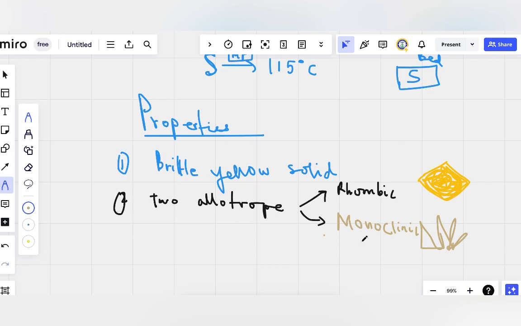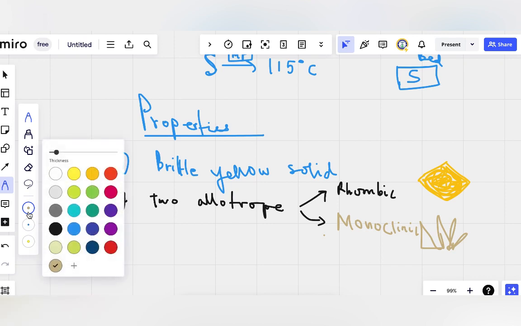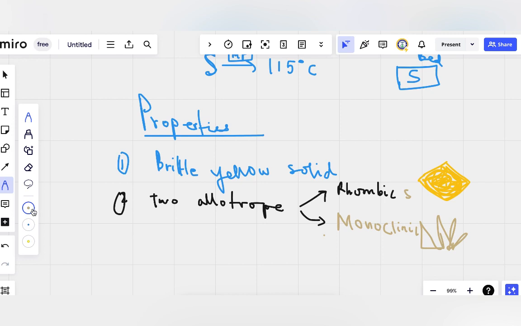So sulfur exists in two different allotropes. It has two different forms. We have rhombic sulfur and the monoclinic sulfur. So please take note, sulfur has two allotropes or two forms, rhombic sulfur and monoclinic sulfur. So I just marked these two. No need to write sulfur a second time. Okay, so this is the second property.